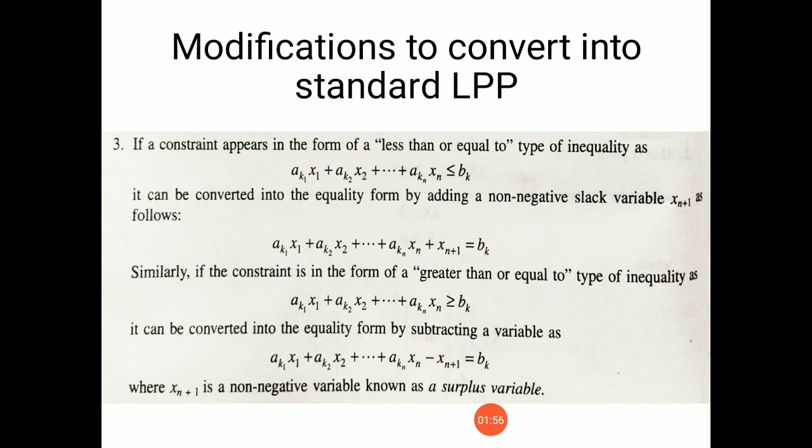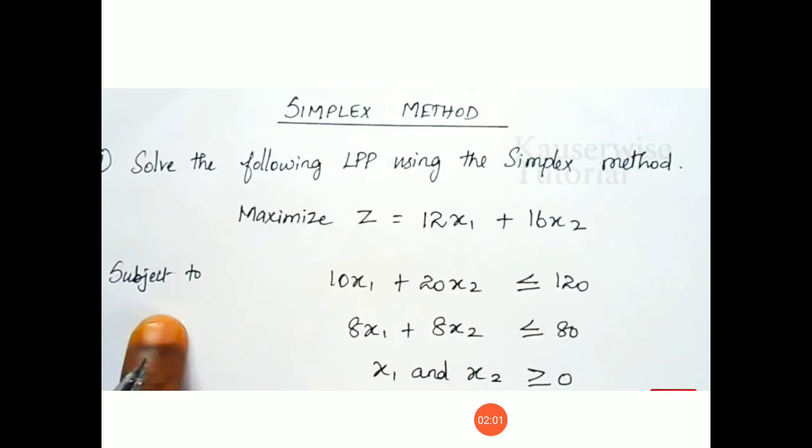So let's start solving the question. This is a linear programming problem, and we will be solving it using the simplex method. Here the question is maximization of the objective function z equal to 12x1 plus 16x2, subject to two constraint equations: 10x1 plus 20x2 less than or equal to 120, and 8x1 plus 8x2 less than or equal to 80.